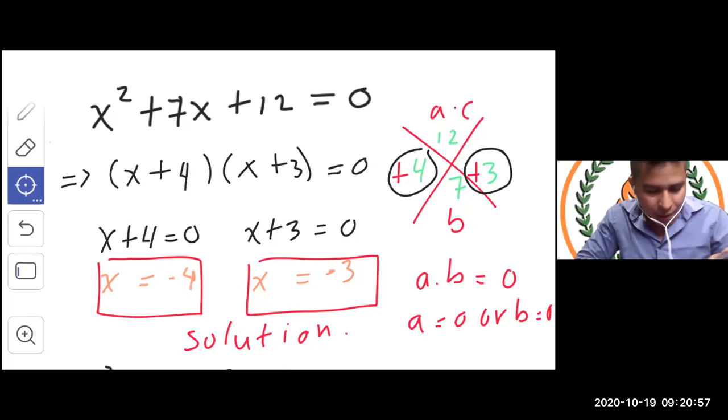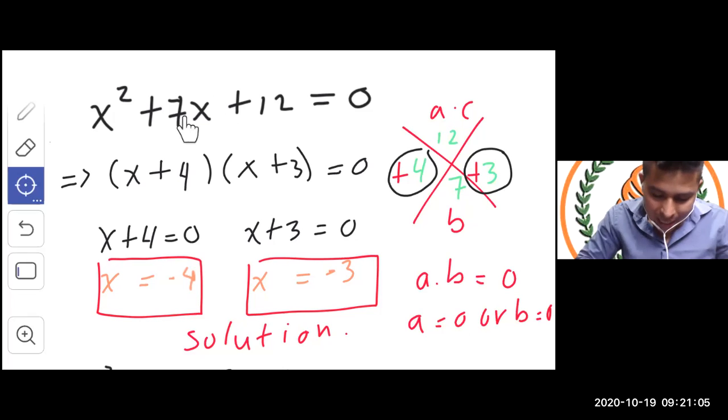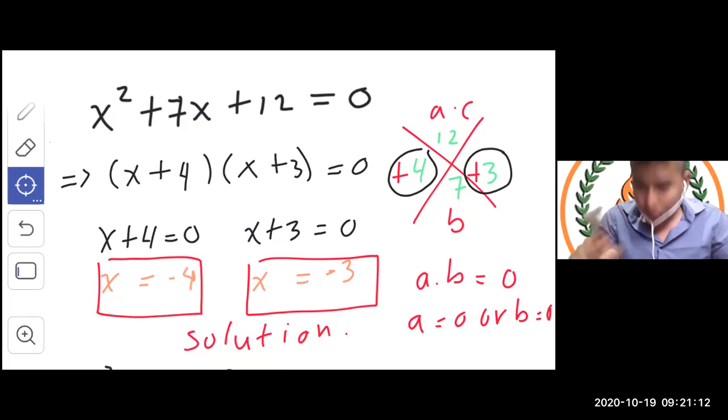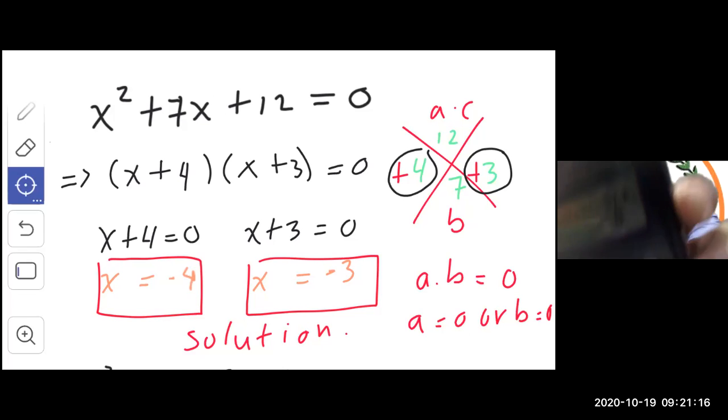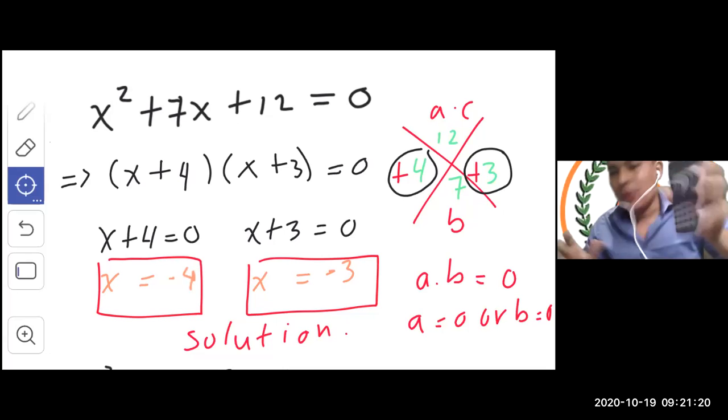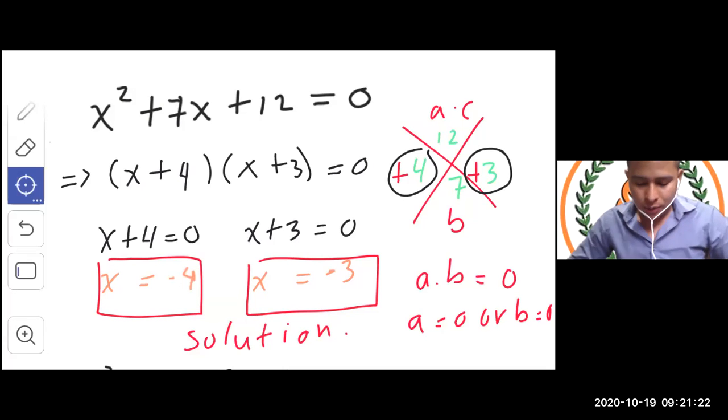Okay, -3 to the second power, plus 7 times x. In this case, x is -3, plus 12, right? Okay, I need to get 0 again. If I get a different number, this answer is wrong. 0. This means that these are my answers. x = -4 and x = -3 are gonna make this equation true.